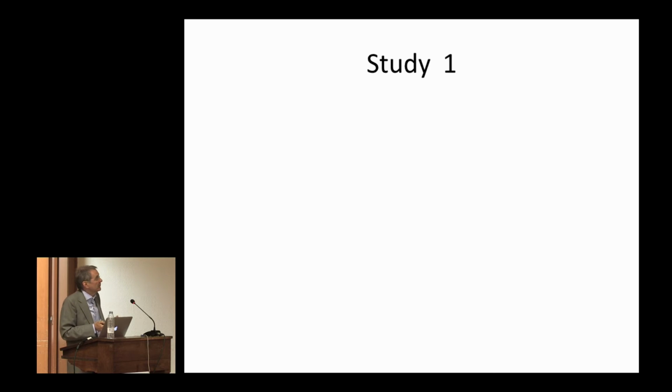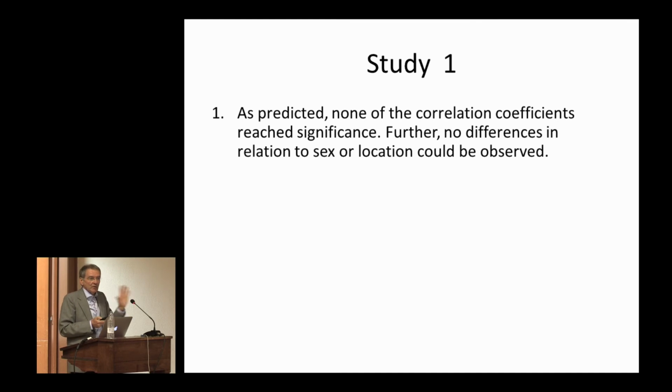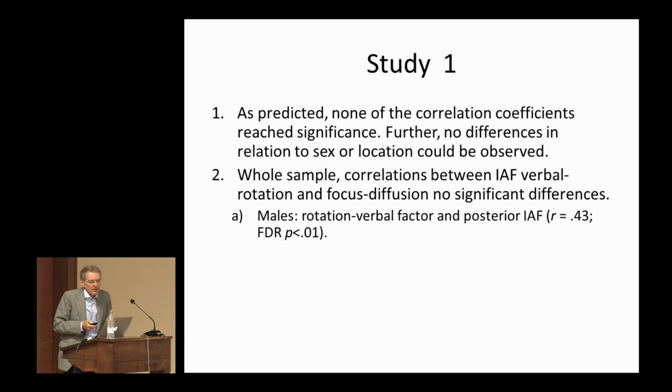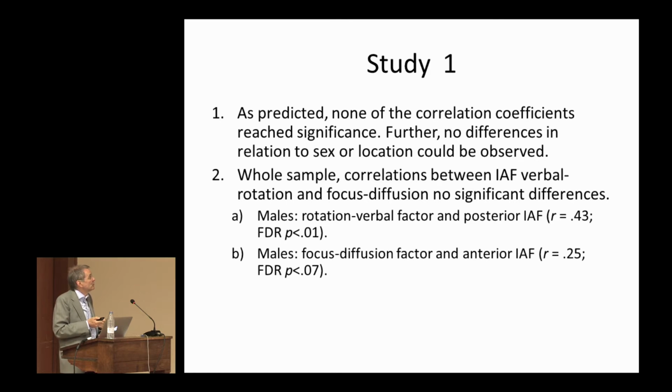So the results were as predicted. There were no significant correlations with the whole sample when we did verbal performance and these elements, and also no correlations for the verbal, rotation and focus diffusion factors on the whole sample. But when we split this sample between males and females, we got a significant rotation-verbal factor in posterior individual alpha frequency related with individual alpha frequency. This correlation was positive even after correction. And in the frontal area, we got a diffusion factor in the anterior area with individual alpha frequencies. So this was in males.